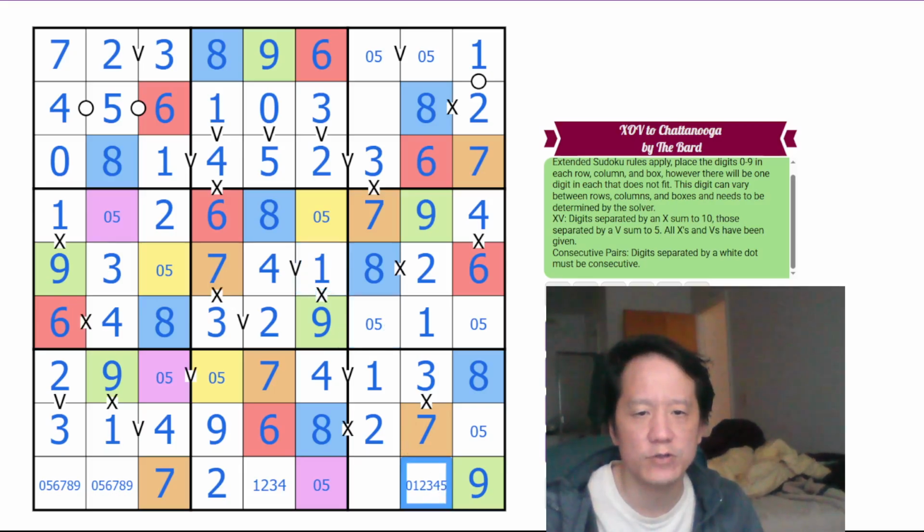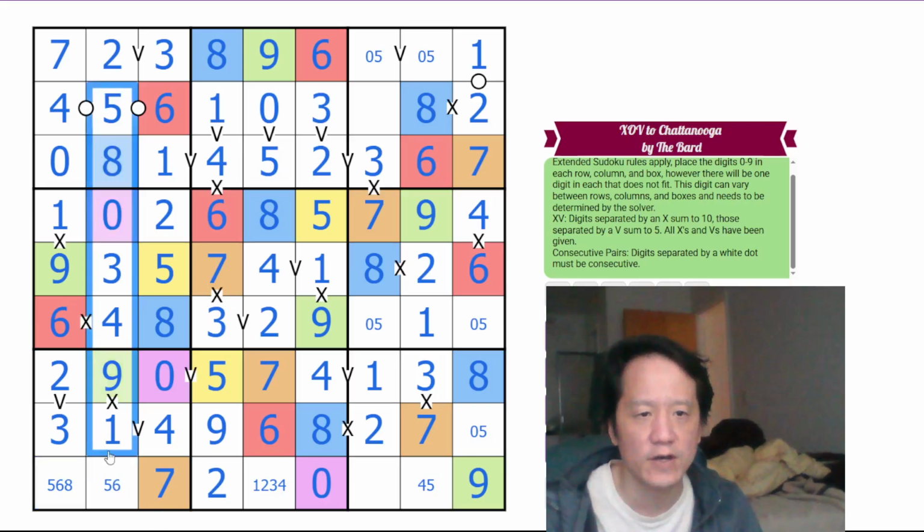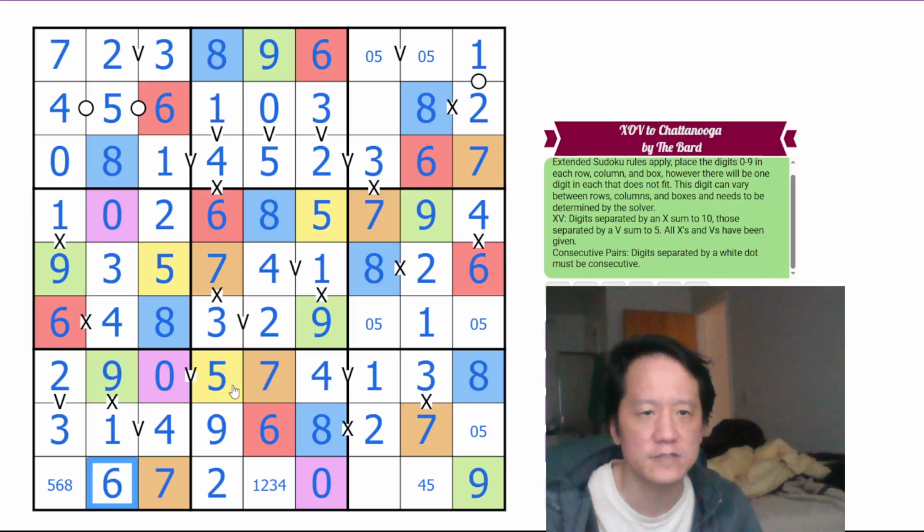This cannot be 1, 2, or 3. 0, 5, 0, 5. 0, 5, which forces this to be 0, which makes that 5, which makes that 0, which makes that 5, which makes that 0, which makes that 5. This can't be 0 anymore. This can't be 0, 7, or 9. This can't be 8 or 5. That leaves this as a 6.